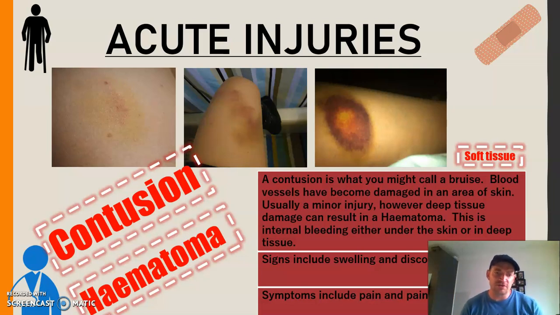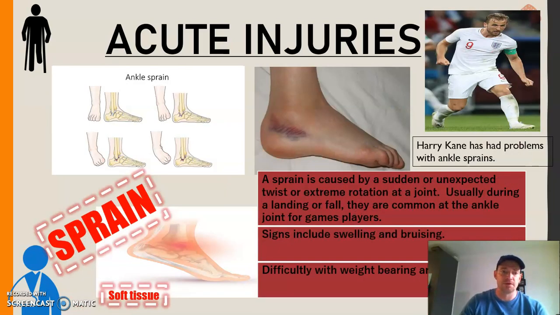So, two more acute injuries: contusion and hematoma. Contusion, you probably know, is a bruise. The blood vessels have become damaged in that area of skin. Usually a minor injury, you get them quite a lot. However, deep tissue damage can result in a hematoma. This is internal bleeding under the skin of deep tissue. This is a little bit more serious. Severe bruising. Signs include swelling and discoloration, as you can see in the pictures, and they go from one extreme to the other extreme. This is a soft tissue injury. Symptoms include pain and that particular area being painful to touch.